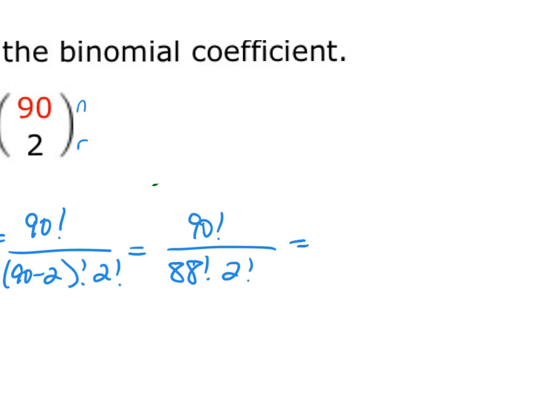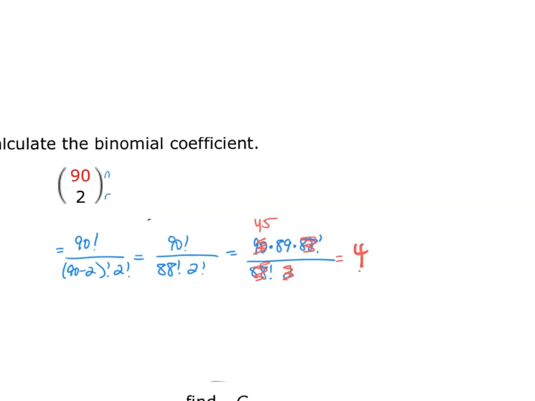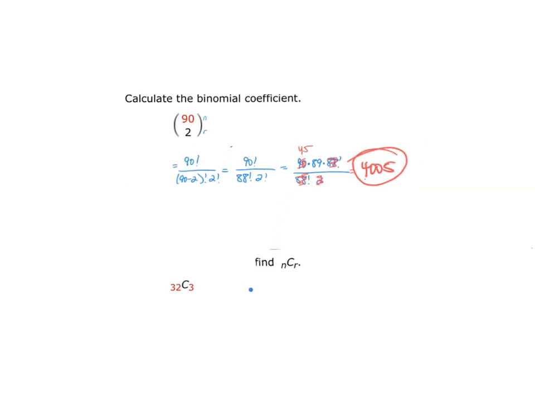So simplify a little more. 90 times 89 times 88. I'm going to stop there. 88 factorial. And then I have 2. Do I have to write 2 times 1? No, not the 1. Can I? Yes. Do I have to? No. So my 88s cancel out. I'm going to cross cancel in here and say 2 goes into 90 45 times. And then I'm going to multiply 45 times 89 and get 4,005. Big number. Who cares?